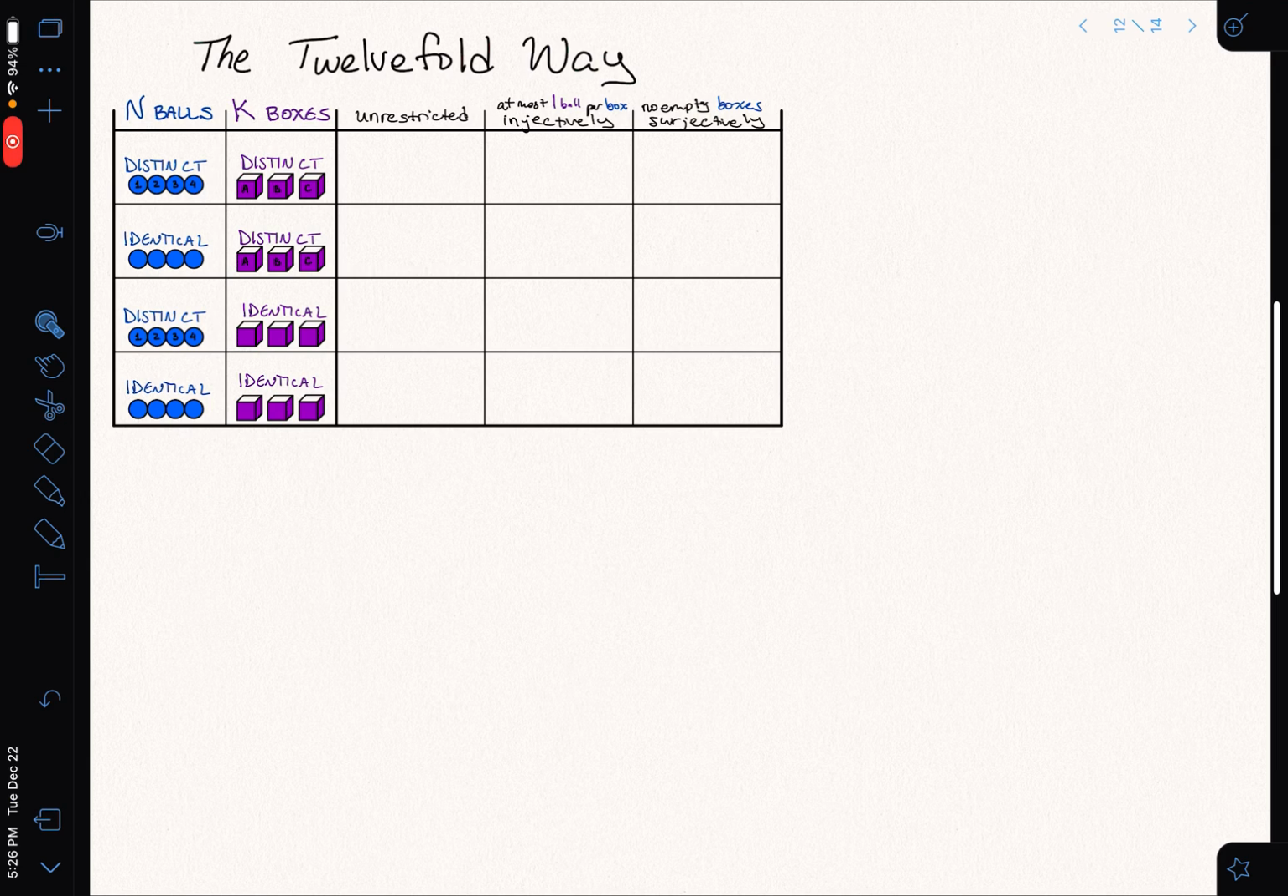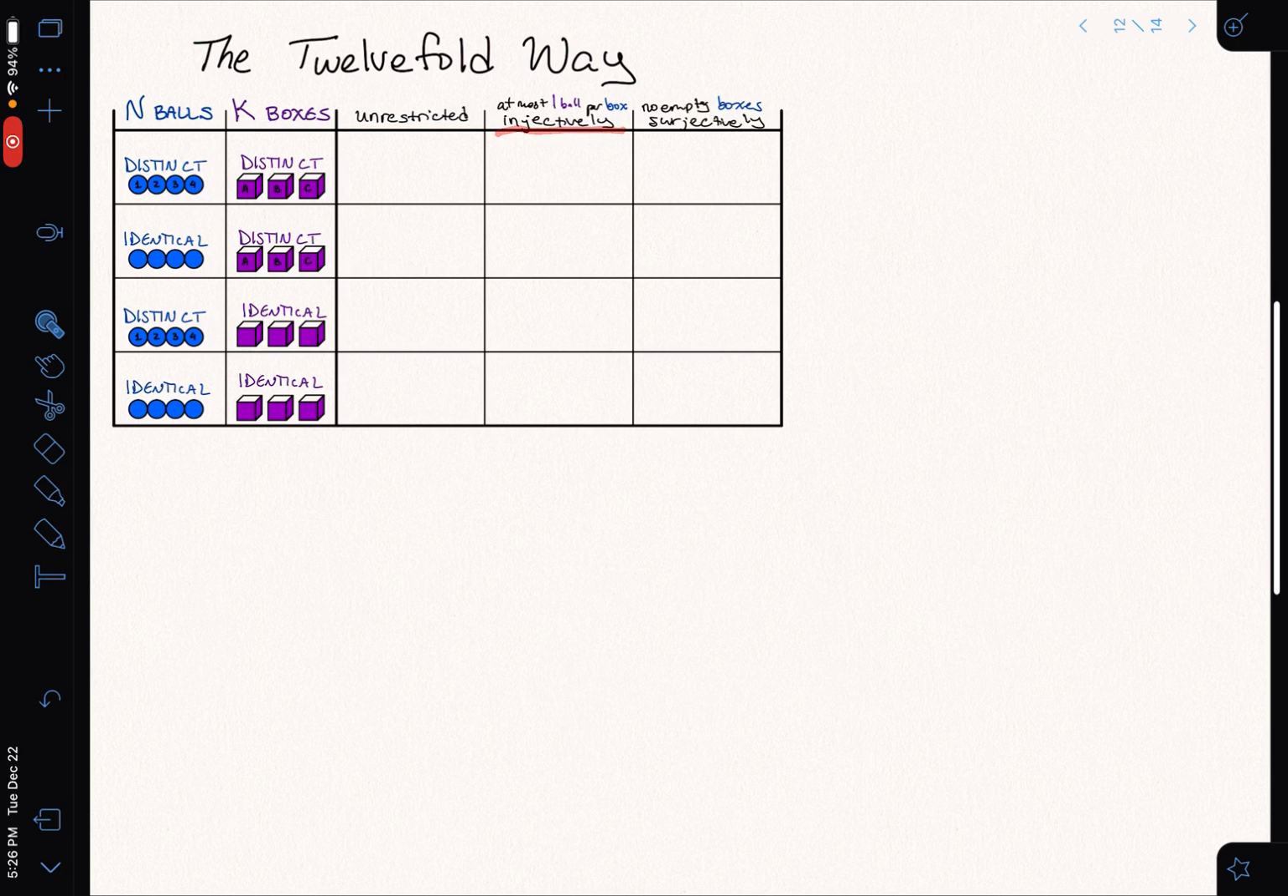There are two different ways we consider it. The balls are distinct, so we can tell which ball's which, or they're identical, in which case we can't. The same two options exist for the boxes, either distinct or identical. Now, in terms of how we place the balls, we can do it freely. That's one thing we always want to consider. We can do it injectively.